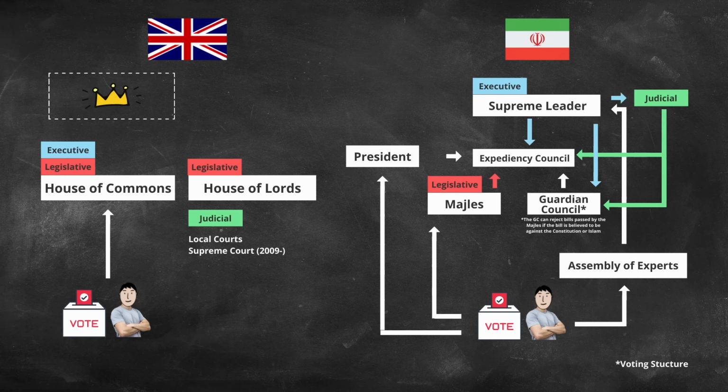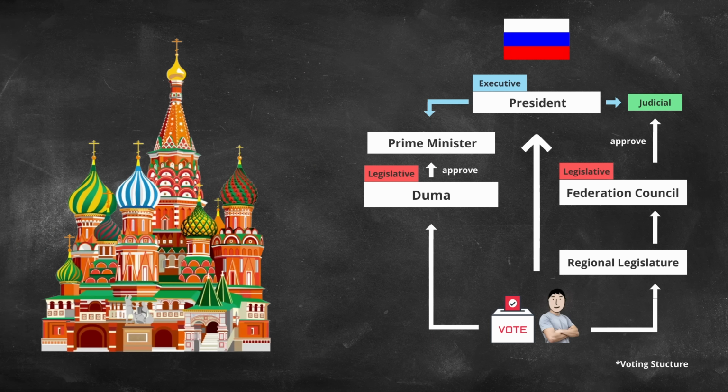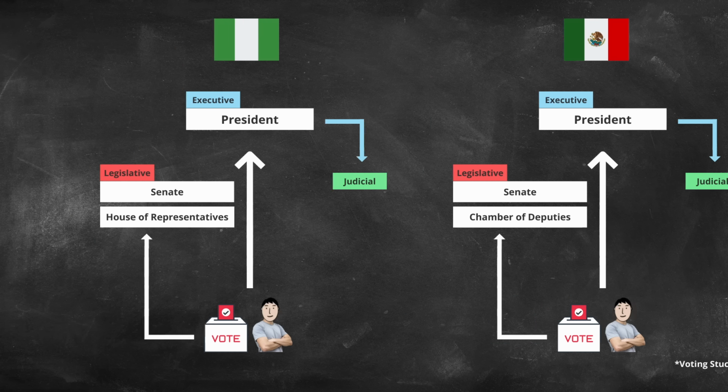But before that, let me briefly introduce the government structures of our 6 AP countries. So here's the United Kingdom and Iran. Then we've got China. This is Russia's system. And we've got Mexico and Nigeria.